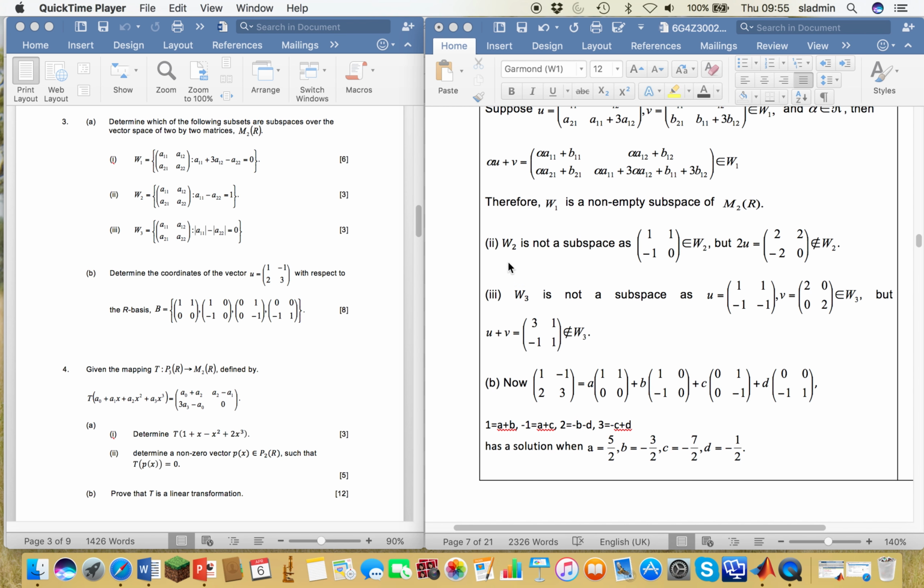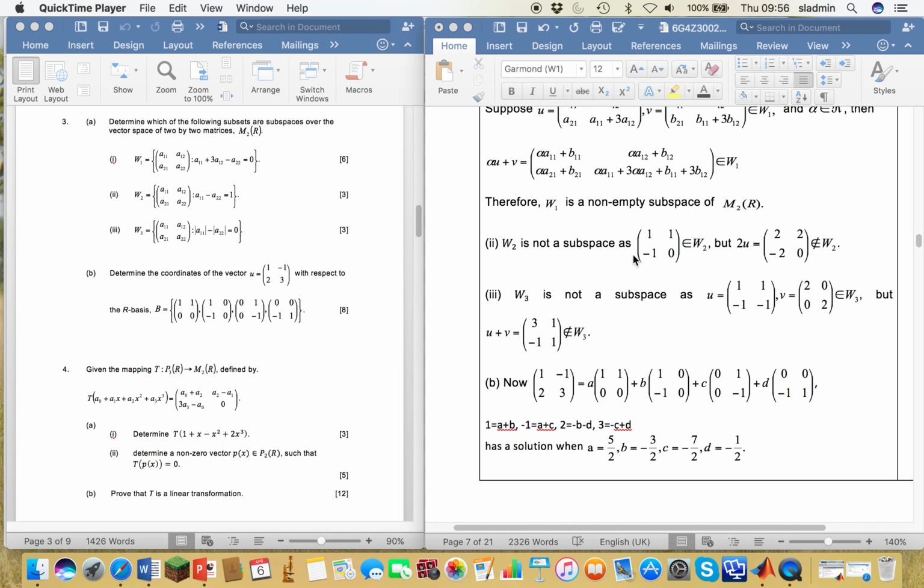Now we come on to W2. W2 is another subset where A11 minus A22 gives you 1. Again, we can show that this is non-empty. For example, here we have a vector 1, 1, minus 1, 0, which does belong to W2 because this element 1 take away this element does give us 1. So here we have a vector which is in W2.